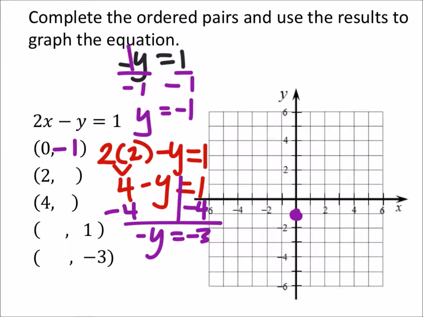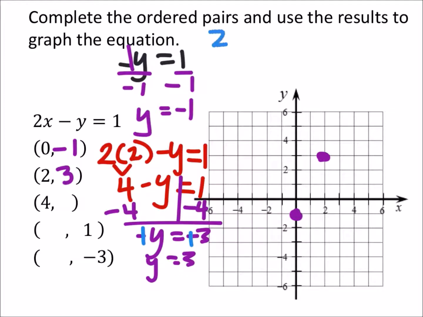Another way to look at this, you guys, instead of dividing by negative 1, is just change the signs on both sides, which would give us y equals 3. So 2, 3 is our next point. 2, 3. Now that right there is enough to make a line. But it did want us to solve for those other values. So let's go ahead and do that.